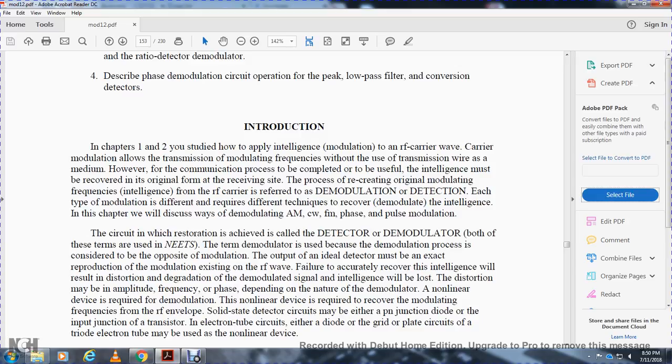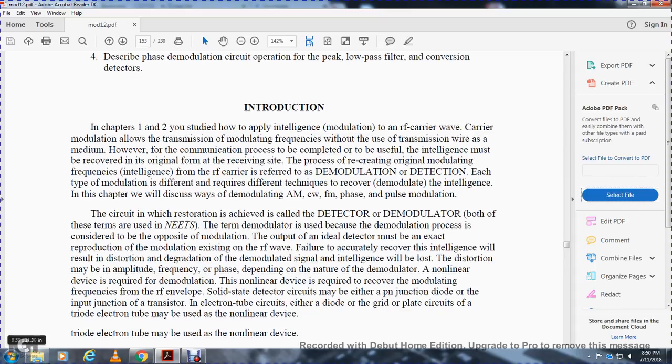A nonlinear device is required for demodulation. The nonlinear device is required to recover the modulating frequency from the radio frequency envelope. Solid state detector circuits may be either a PN junction diode or the input junction of a transistor, or an electron tube. The circuit is either a diode or the grid plate circuit of a triode electron tube, maybe even another nonlinear device.